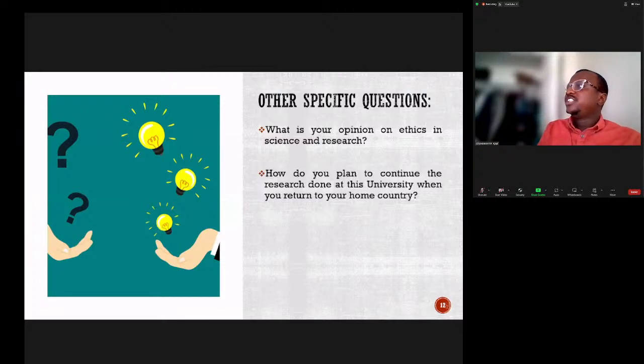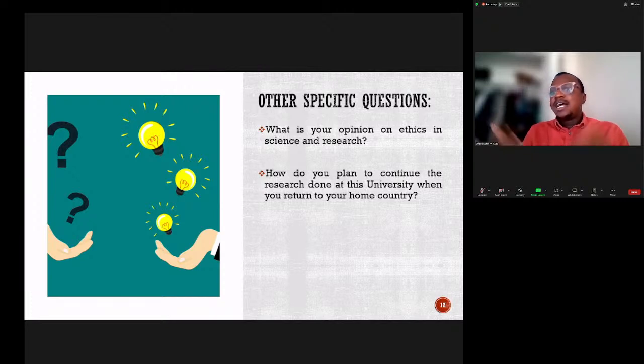How do you plan to continue the research done at this university when you return to your home country? This is very, very important, and I know the Commonwealth Scholarship does this a lot. They have a prompt where you respond to it, called benefits to home country. Because the essence of the Commonwealth Scholarship is that whatever skill, techniques, or research expertise you gain after your program, you use the same when you come back home.